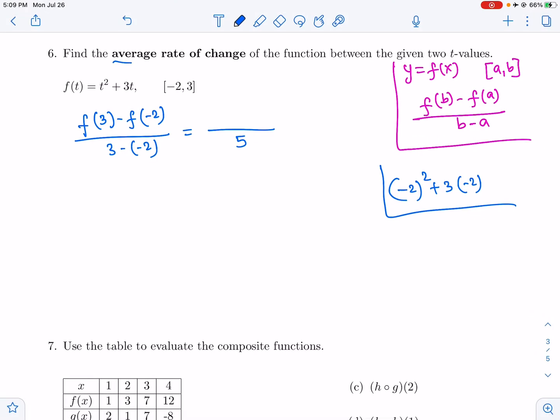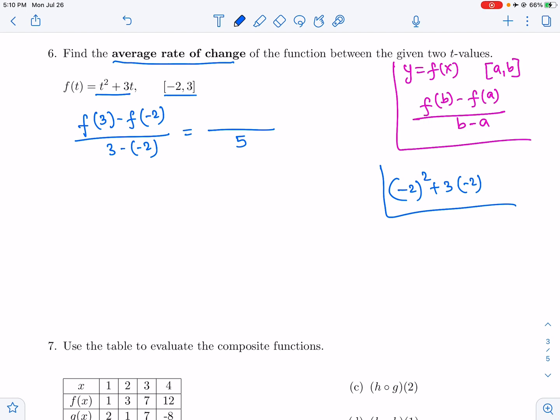Find the average rate of change of the function between the given two t values. So when we have a function, let's say f(x) or f(t), in these two values a, b, is the rise over run. So change in function values divided by b minus a, f(b) minus f(a) over b minus a, is called the average rate of change. So here our function is t squared plus 3t, and here are two time values, negative 2 and 3.